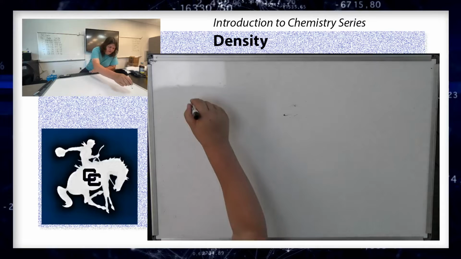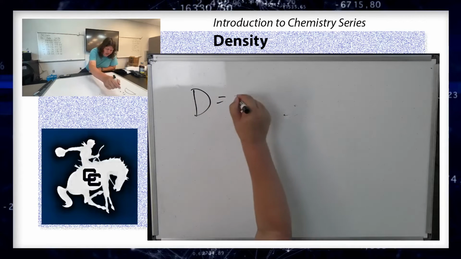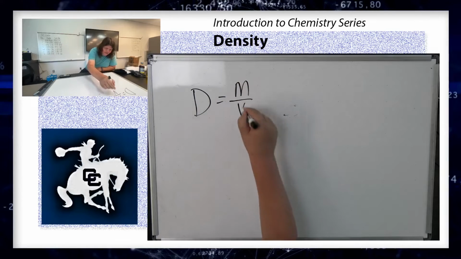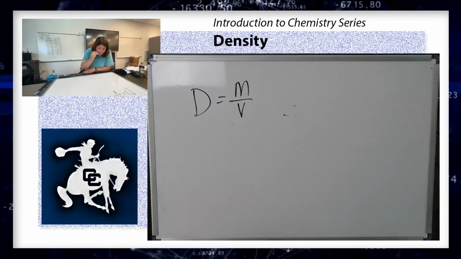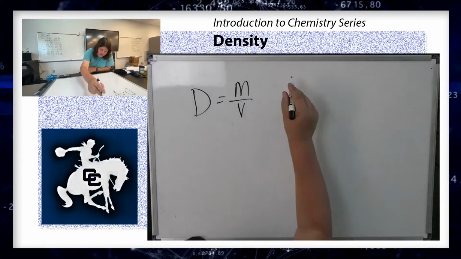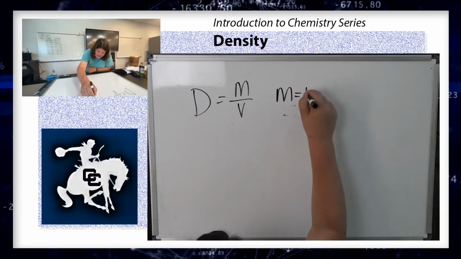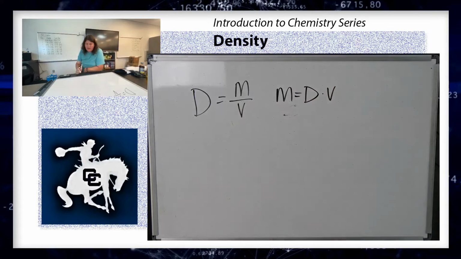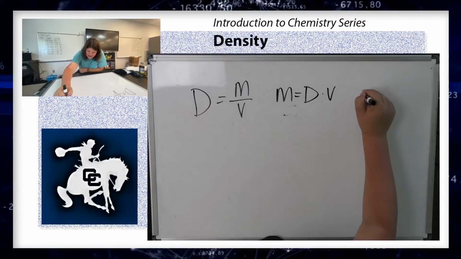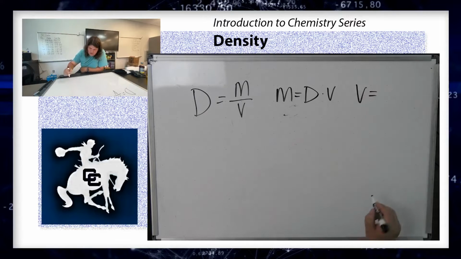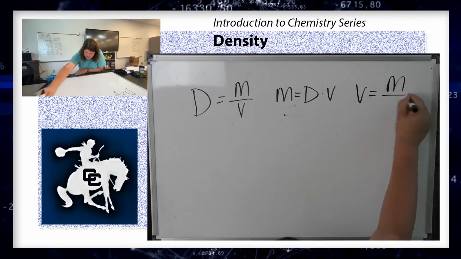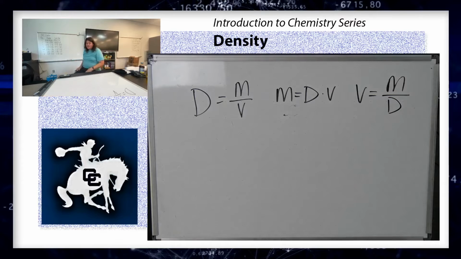Density can be solved for different variables, just like any other algebraic expression. For example, if I multiply both sides by volume, I get mass is density times volume. If I divide both sides by density, I get volume is mass over density. As you can see here, I can plug in for any of the variables and get a result.